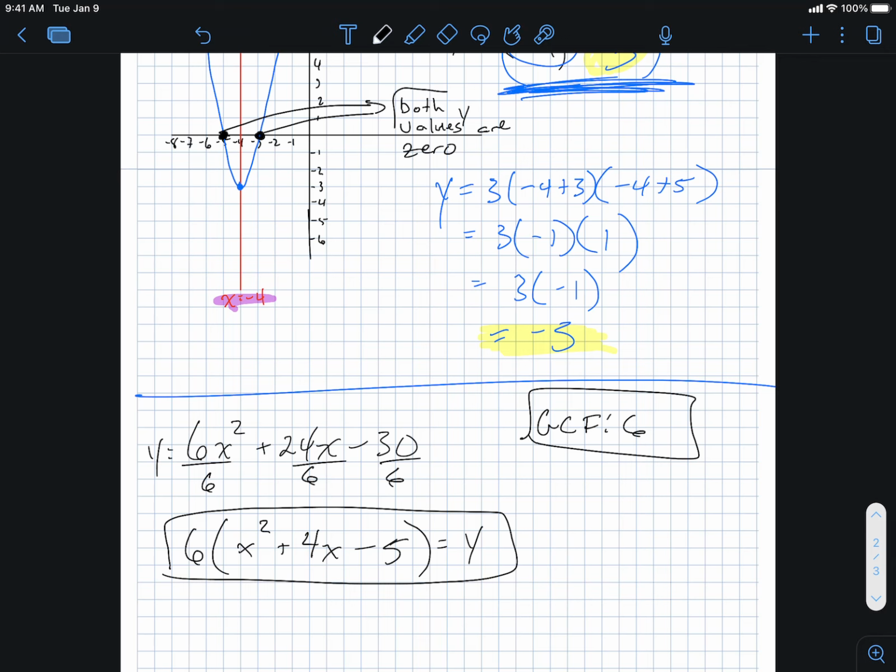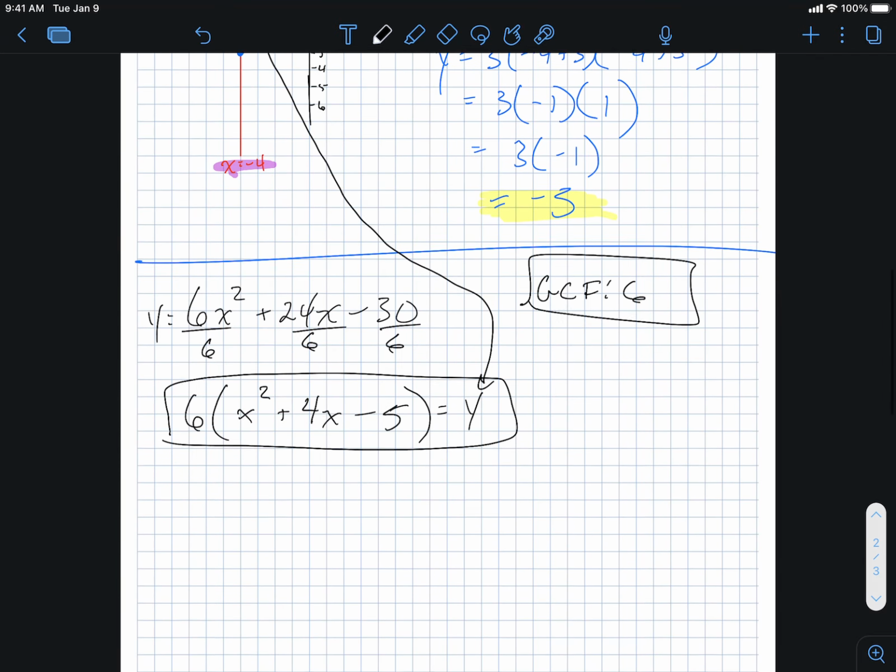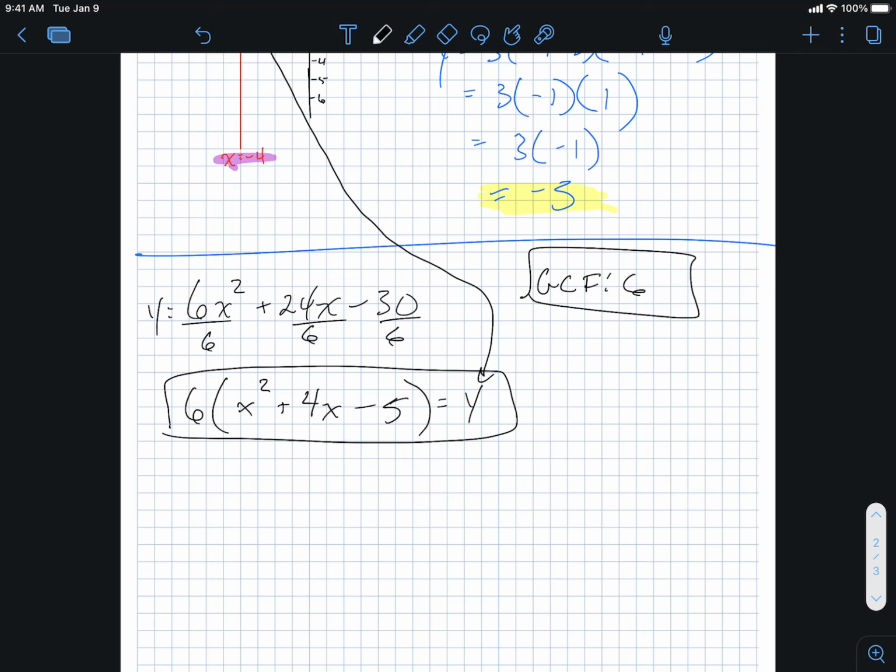Right? So when both y values are 0, I'm interested in these 2 points. So I'm going to replace y with 0, and this is where this comes from. When I'm solving for the x-intercepts, I'm saying 0 equals 6x squared plus 4x minus 5. And now I'm going to make this simpler so that I can find what the x-intercepts are.